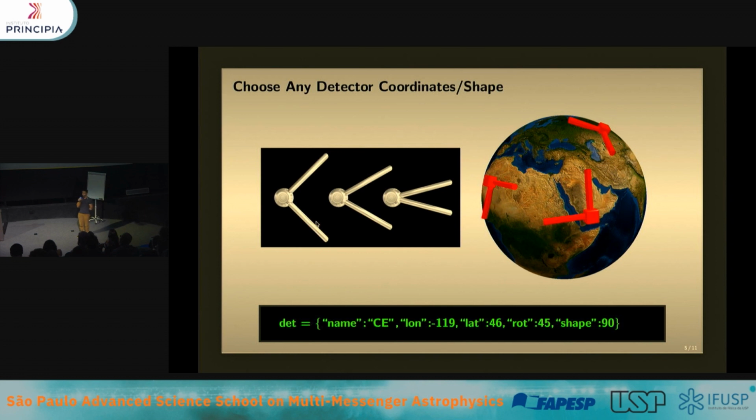In this software, you can model your detector as you want. You can define the coordinates of your detector, which is not available in other software. You can also set the orientation of your detector, which is not available in other software, but in mine it is. You can also set the shape of the detector. You are not restricted to L-shaped detectors. You can change the opening angle of the arms of your interferometers, and you can also change the sensitivity of your detector. It's amazing.